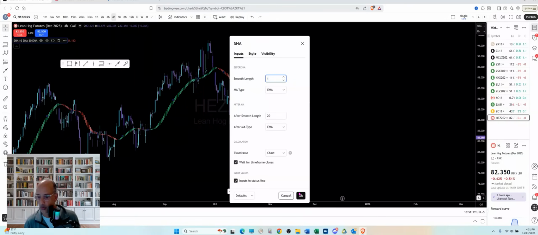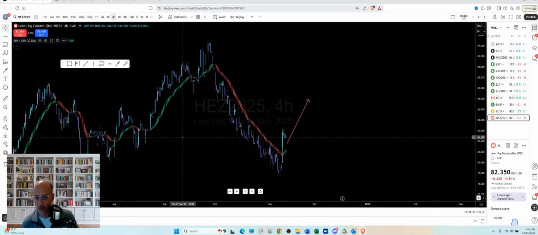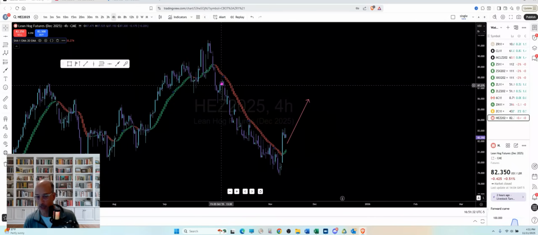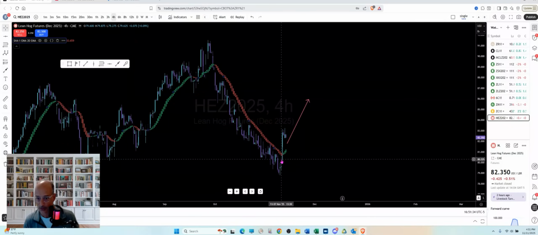So if you go to 1, it makes it much more like an actual Heiken Ashi and like a short-term moving average. But it also shows you when you can be confident to stay in the trade. And it's pretty good at picking when you should get out too, without too much delay here.